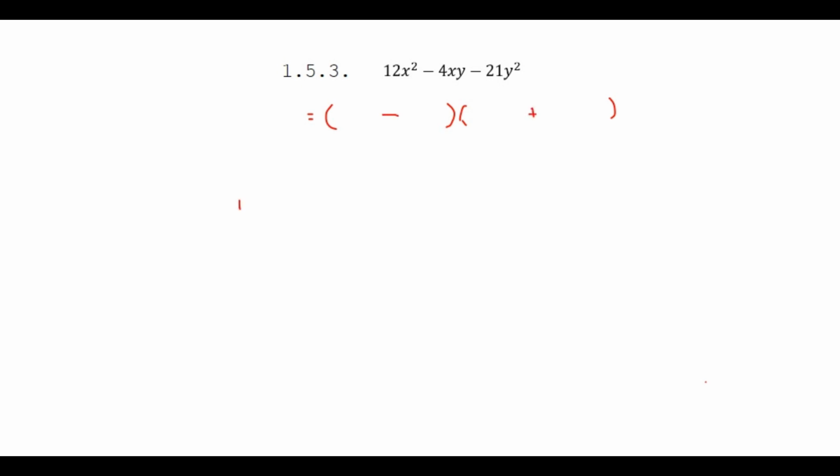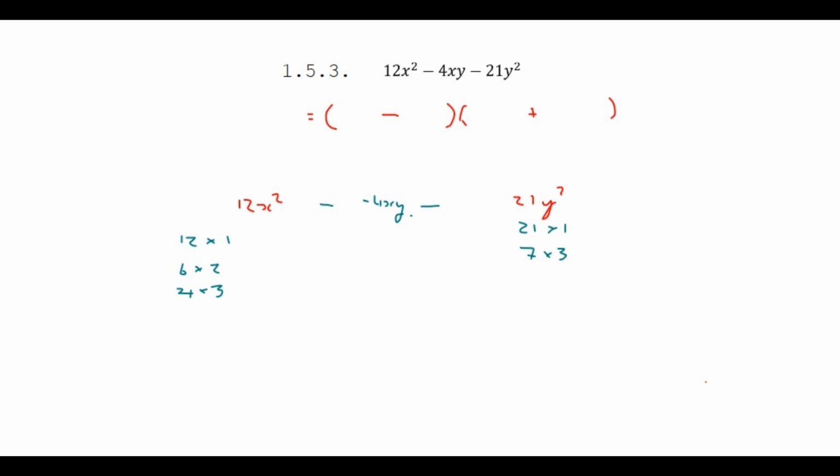But the way we do this is we break up 12x squared into its factors, as well as 21y squared. And whatever we come up with, we need to add together to give us minus 4xy. Now 12 breaks down into 12 times 1, 6 times 2, and 4 times 3. 21 likewise, 21 times 1, and 7 times 3. Now you need to go through all the different combinations to get this.